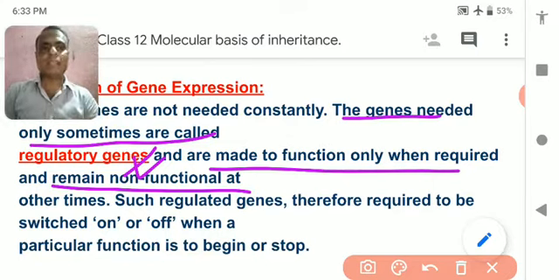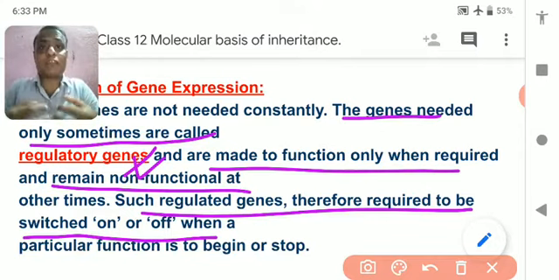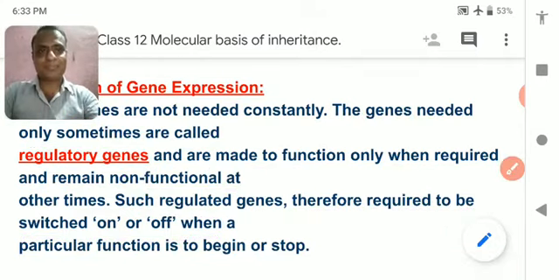Such regulated genes are therefore required to be switched on and switched off. According to their need they switch on and get activated and produce protein, and when they are not needed they do not produce protein, and at that time they switch off. So they regulate the process of formation of protein, that is, the process of their expression. So they are called regulatory genes.